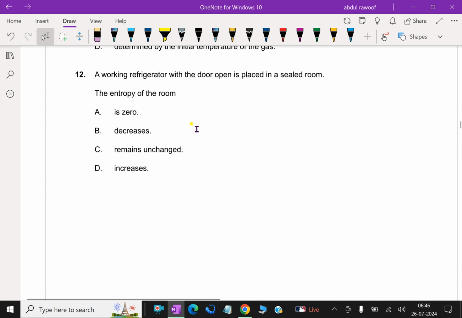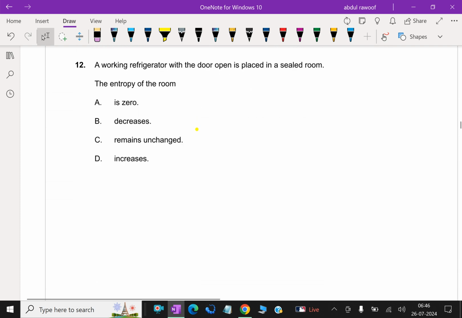Next question. A working refrigerator with the door open is placed in a sealed room. The entropy of the room is increased, because the working refrigerator with the door open is placed in a sealed room, which means the entropy of the room is increasing, because the change in temperature is supplied to the whole room, so it increases.